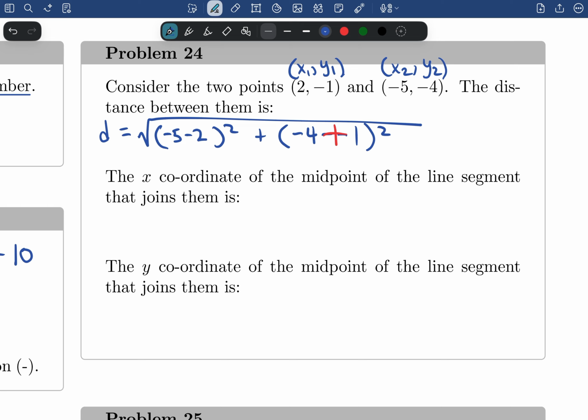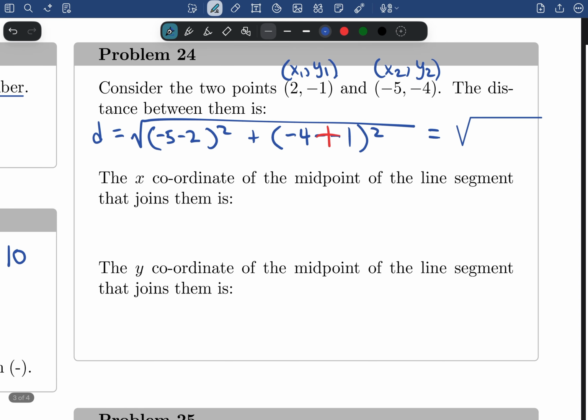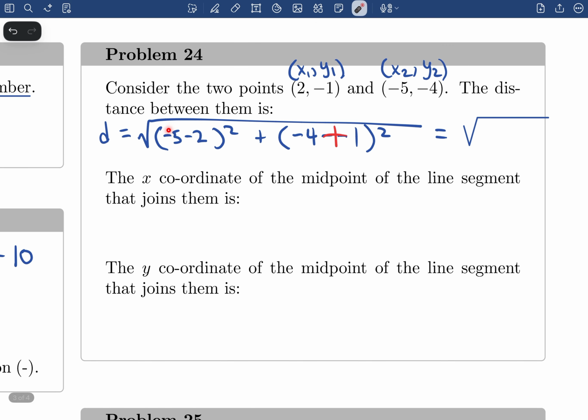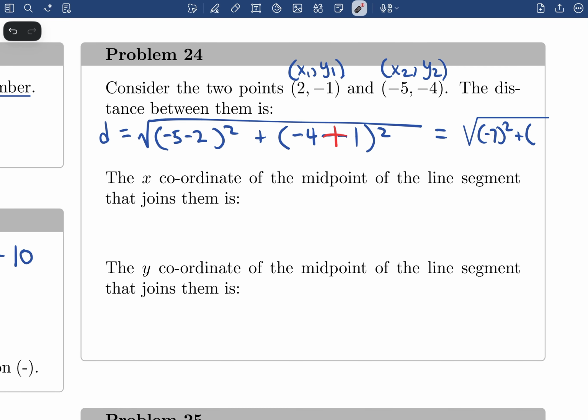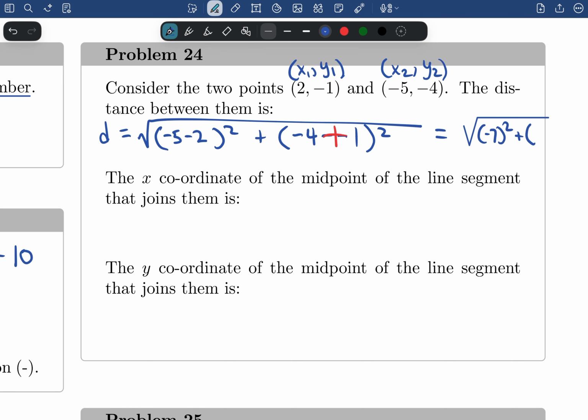And let's clean this up. So the distance between these 2 points is, -5 minus 2, -7 squared. Plus -4 plus 1, well, that's -3 squared. And -7 squared is 49. -3 squared is 9. And 49 plus 9 is 58 under the square root. So we got the square root of 58.